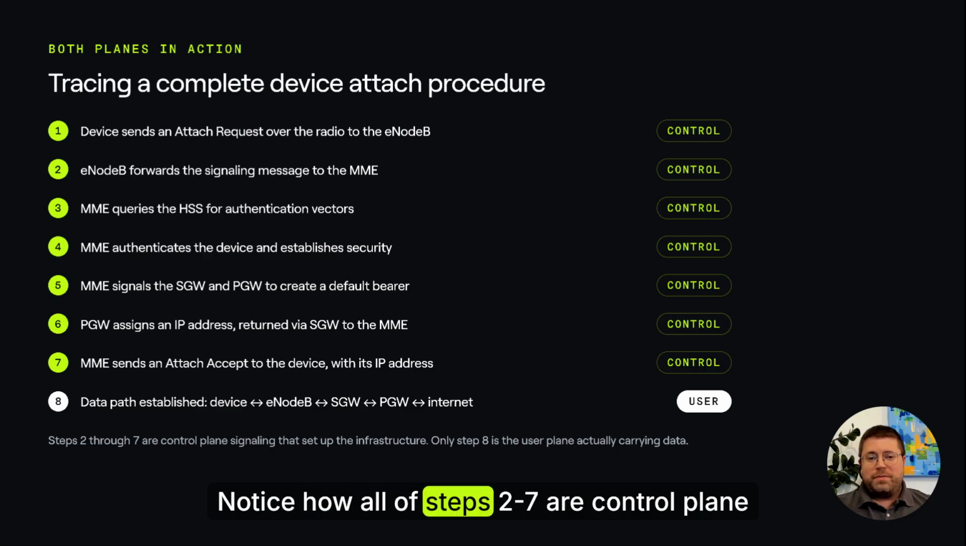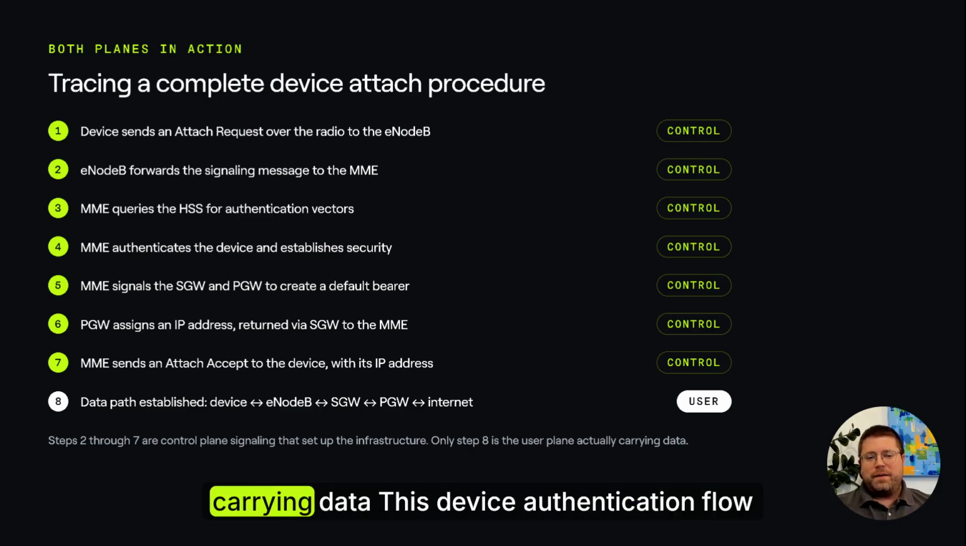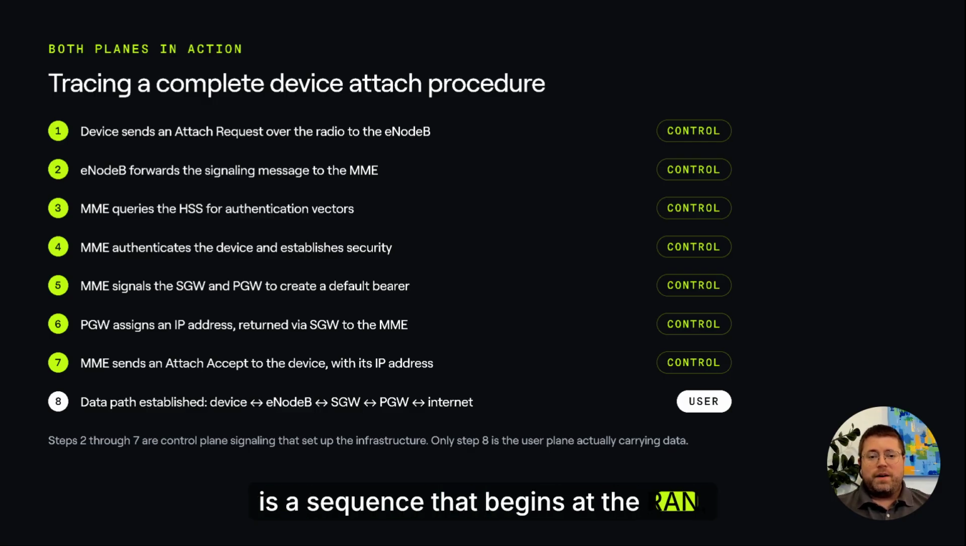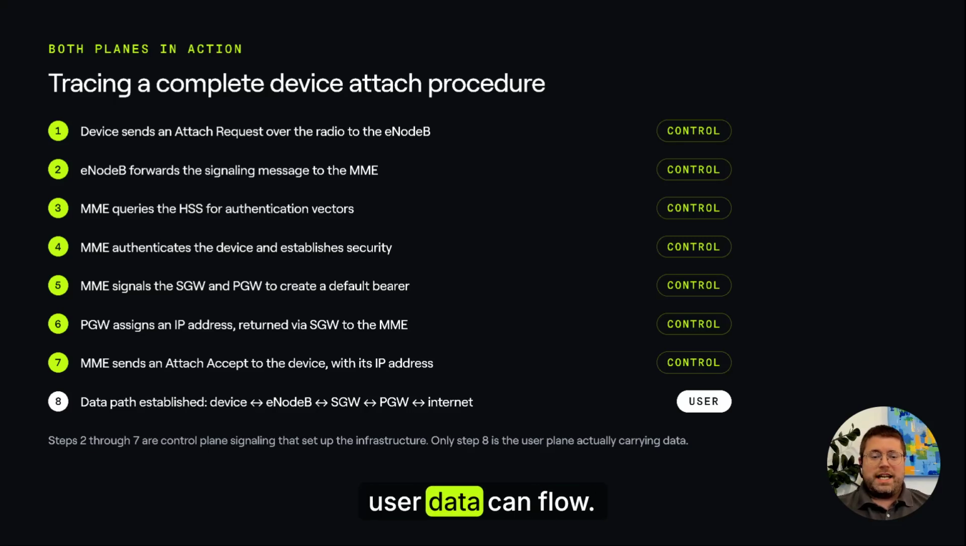Notice how steps 2 through 7 are control plane operations, signaling that sets up the infrastructure. Only step 8 is the user plane actually carrying data. This device authentication flow is a sequence that begins at the RAN and passes through the MME and HSS before any user data can flow.